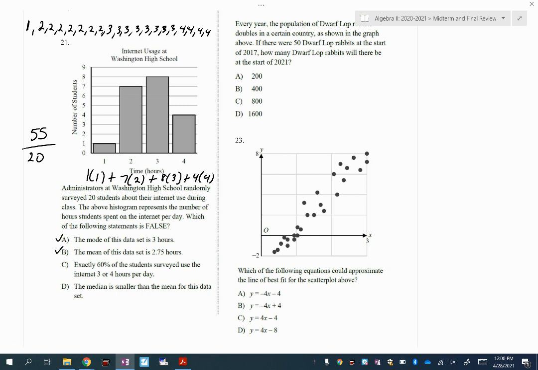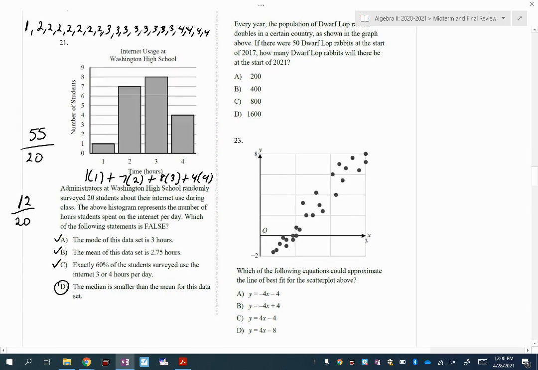Well, let's see how many students use the internet 3 or 4 hours per day. We have 8 say 3 hours, and 4 say 4 hours. So that's 8 plus 4 is 12, and 12 out of 20 is 60%. So again, that's true. So I know the answer has to be D. Let me show you why.